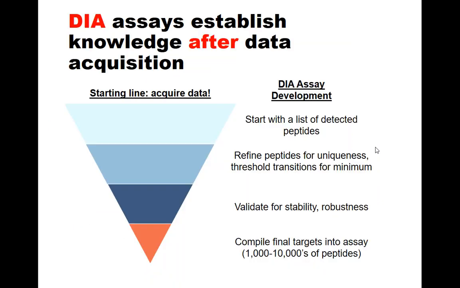using DIA? And the biggest difference that Jarrett was telling you about, to put it into context with the beginning of this DIA-centric day, is that DIA assays are establishing knowledge after we've acquired the data. So with targeted, we spend all this time refining our list of peptides to get to a compiled assay list. And with DIA, we're acquiring all our data and then trying to filter things down. So this is what I've been thinking about a lot in my thesis research: how can we come up with calibrated, validated peptides from DIA that'll give us good, solid, reproducible quantitative results.